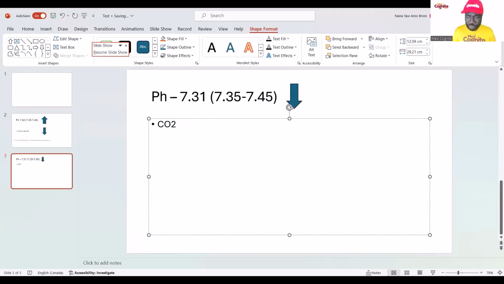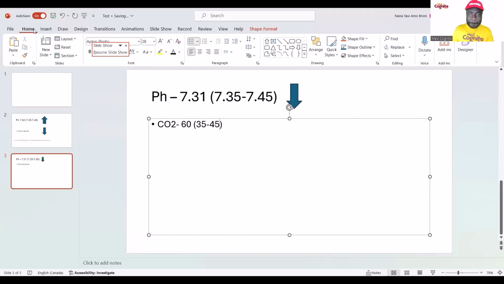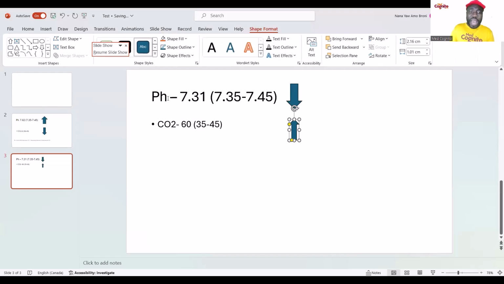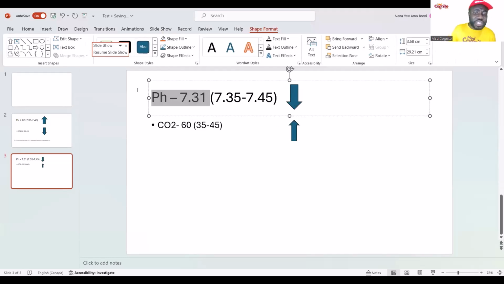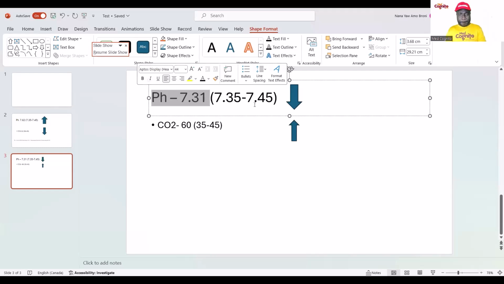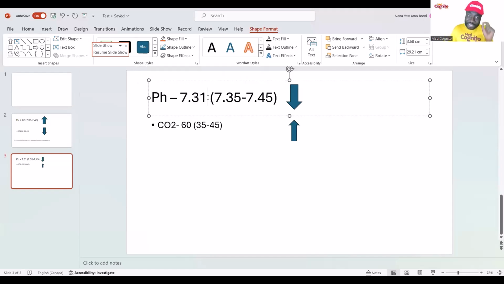CO2 of 60. Should my arrow point up or down? Up. According to this page, is this patient acidotic or alkalotic? Acidosis.